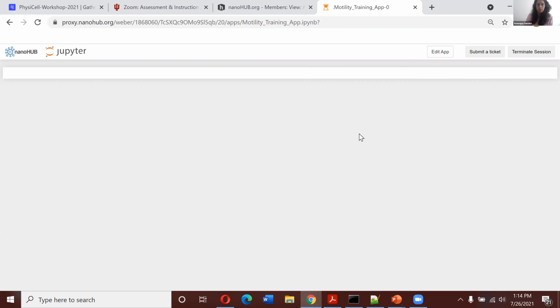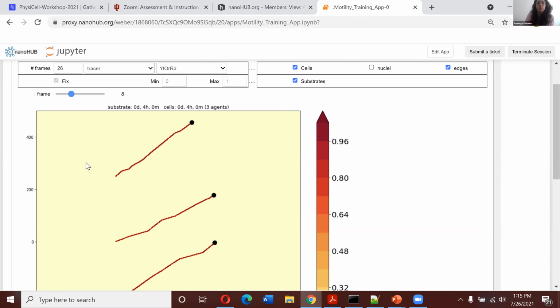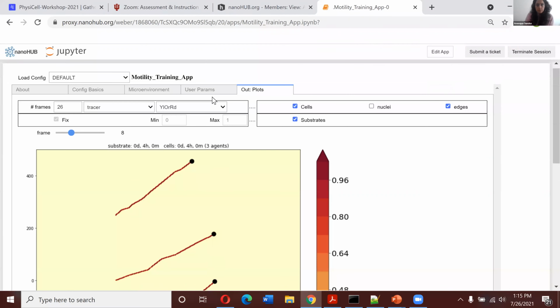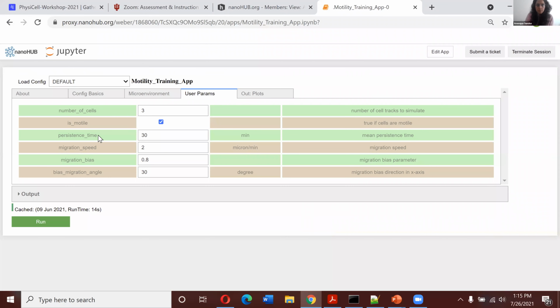So 0.8 is a big migration bias, so you would see they are moving fairly in a straight line. It's not exactly a straight line, but the migration bias was strong, 0.8. So they are almost going in a straight line, with a little bit of change. And you can see if I set my migration bias to 0, it would mean that they will just be randomly moving. They would not move in the direction of the bias.